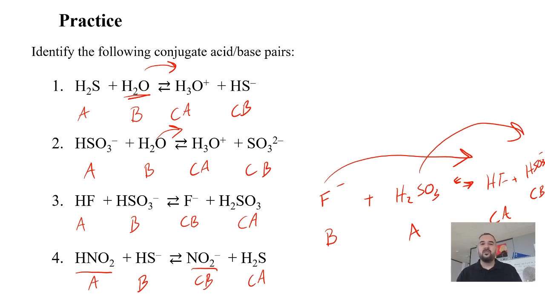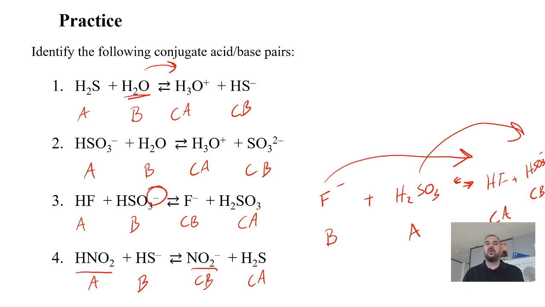So usually your base is going to have a negative charge. That's one way of identifying it. And your acids, you're going to be able to recognize them. But anytime you have a negative charge, know that's your base. Anytime you have a positive charge, that's going to be your acid.